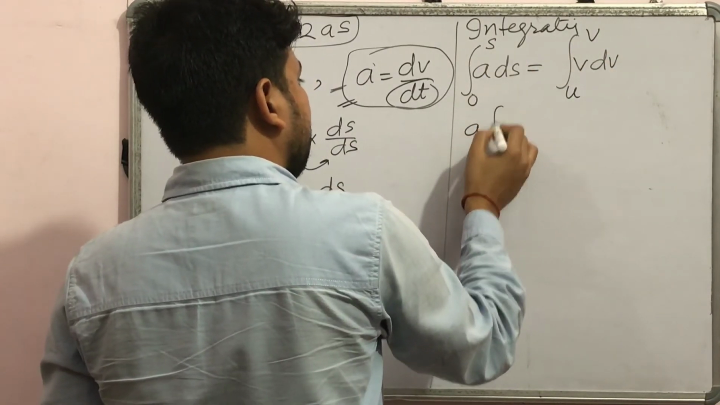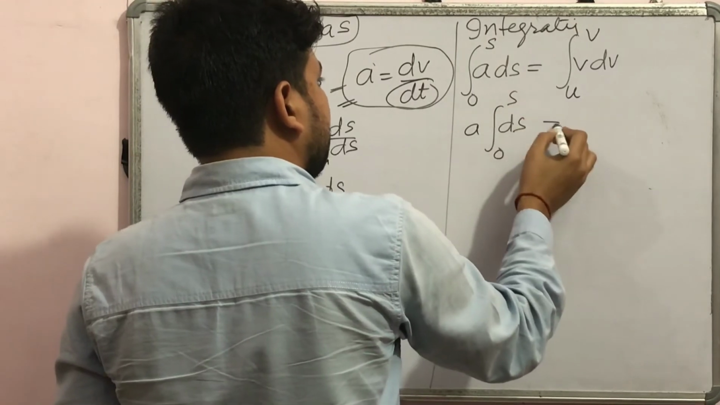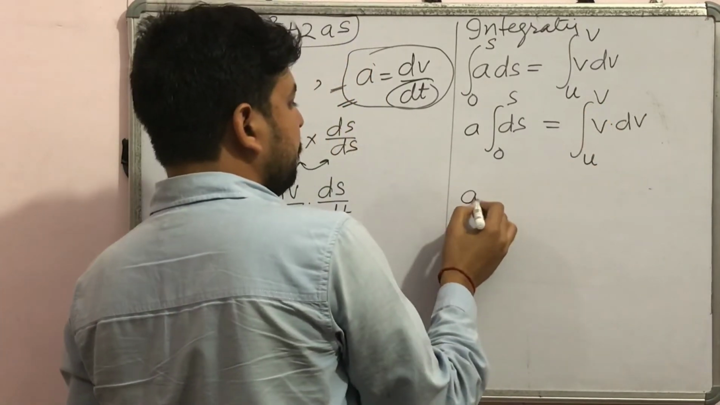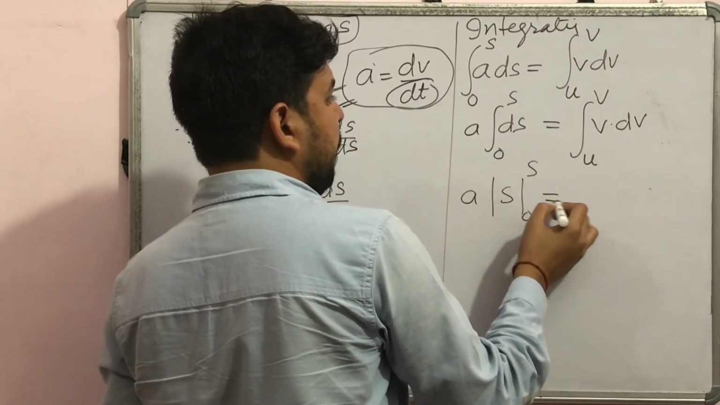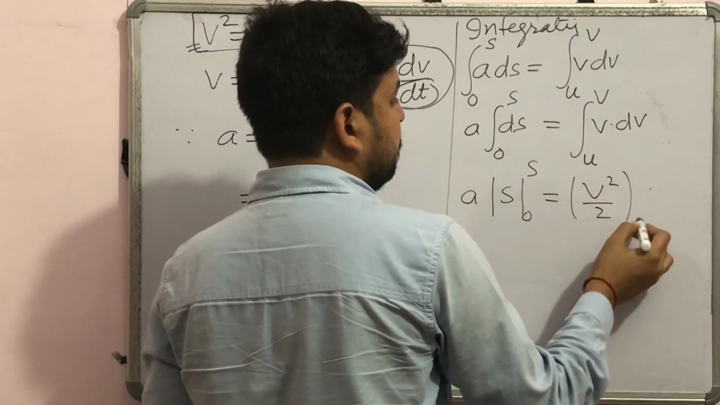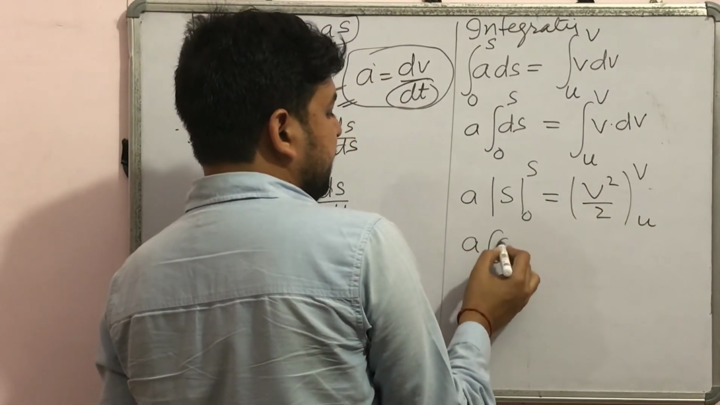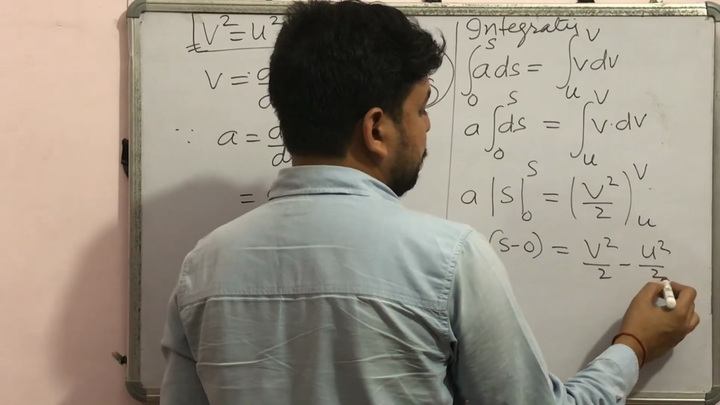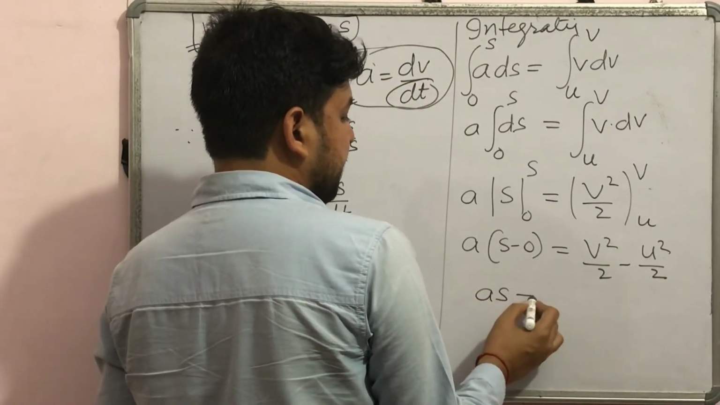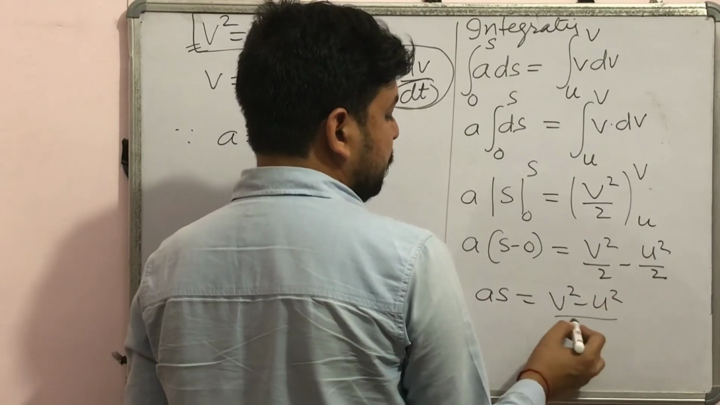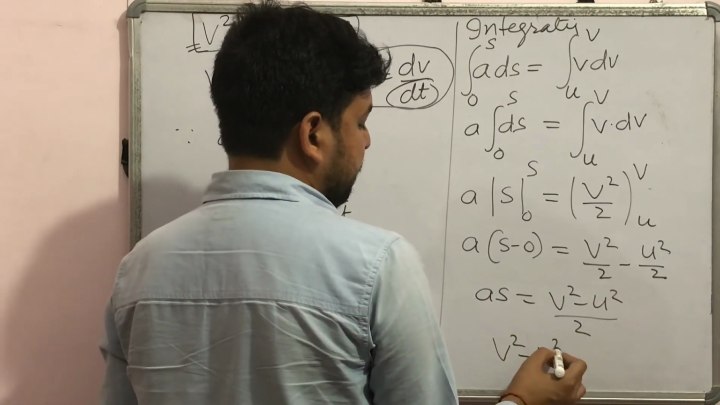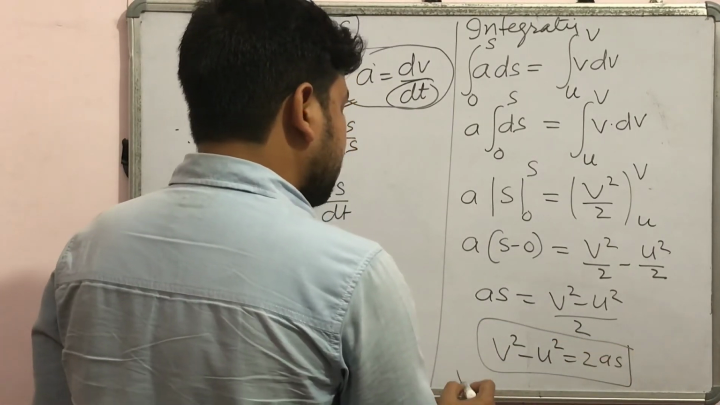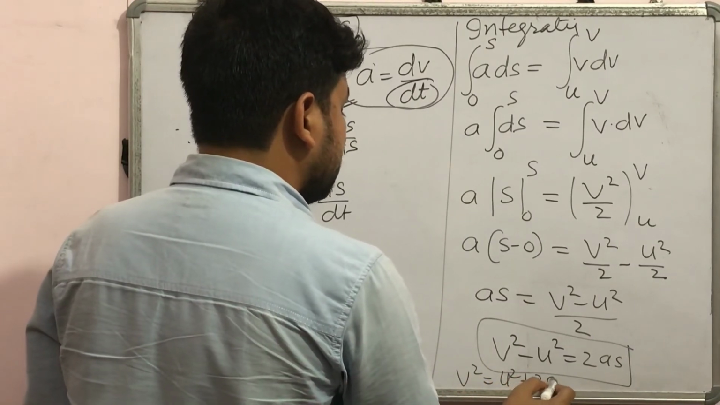A will be constant. Integration of ds and v into dv, u to v. Integration of ds is s, and that v is v square by 2. This will be a s minus 0. This will be v square by 2 minus u square by 2. So this will be as is v square minus u square by 2. V square minus u square is equals to 2as. And say v square equals to u square plus 2as.